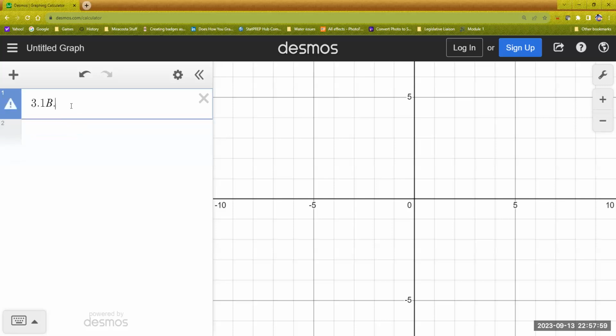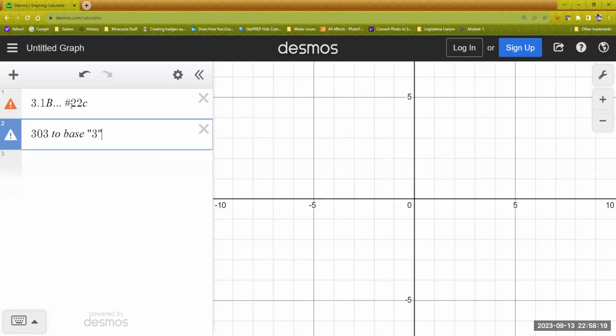3.1B, number 22C. Okay, so the question says, take the number 303 and convert it to base 3. Okay, 303 to base 3.